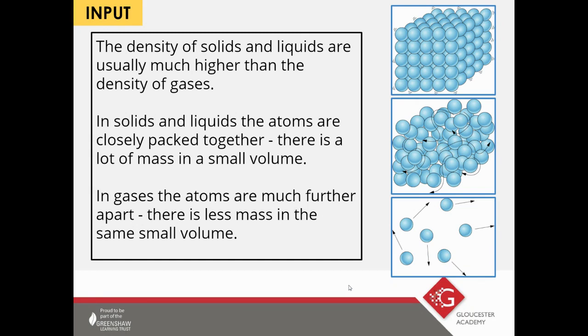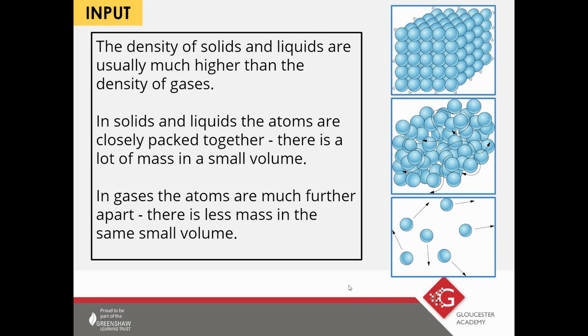You can see from the picture that the density of the solids and liquids is much greater. Look how tightly packed they are. There are many more particles in that volume for both the solid and the liquid compared to the gas. They're closely packed. Much more closely packed in the solid. It's a very regular arrangement. Whereas with the liquid, there is still some possibility of movement, but there is a lot of mass in that small volume. In gases, the particles are able to move wherever they want to go.